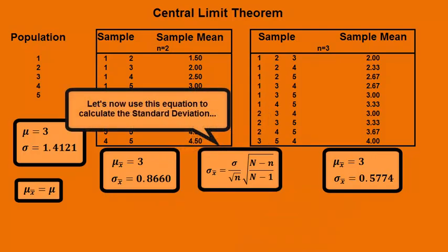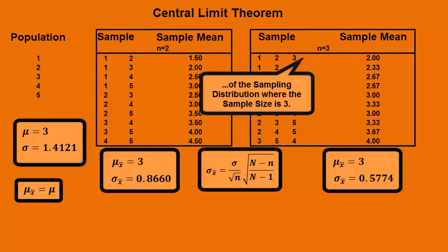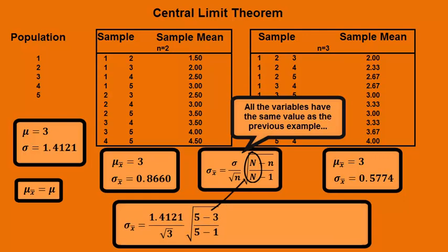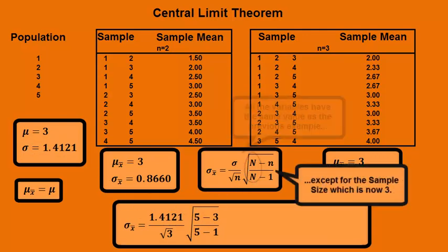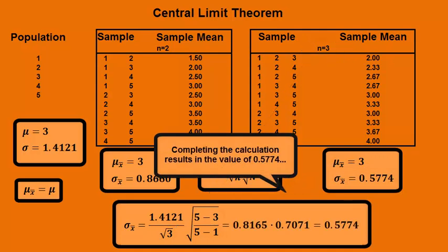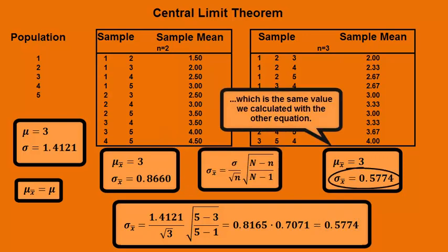Let's now use the equation to calculate the standard deviation of the sampling distribution where the sample size is 3. All the variables have the same value as the previous example, except for the sample size, which is now 3. Completing the calculation results in the value of 0.5774, which is the same value we calculated with the other equation.